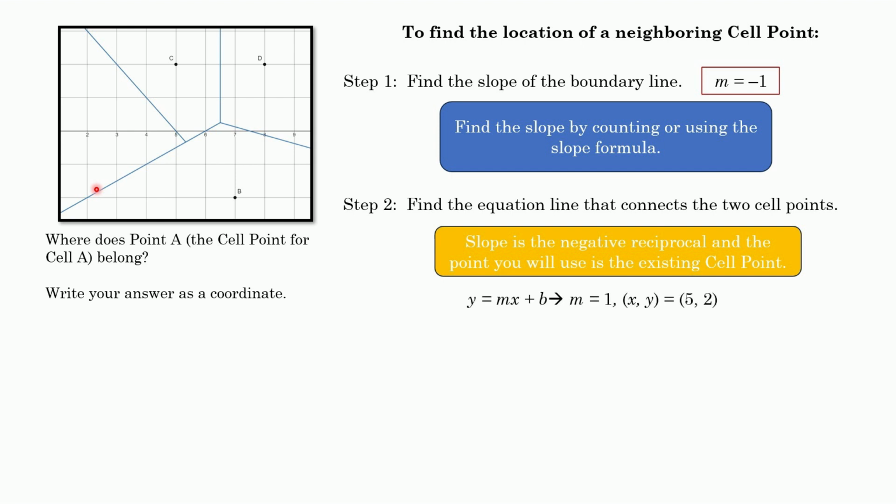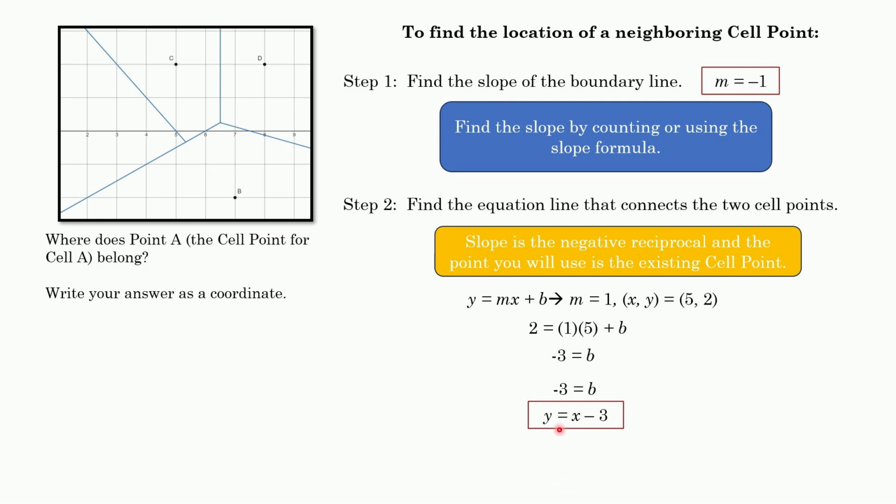I'm going to plug all that into y equals mx plus b and figure out the equation of the line. Since the boundary has a slope of -1, our slope is going to be +1, and we have the point (5, 2). So we put 2 here, 1 there, and 5 there, and then solve to find that the y-intercept of this line is -3. So our equation is y equals x minus 3.